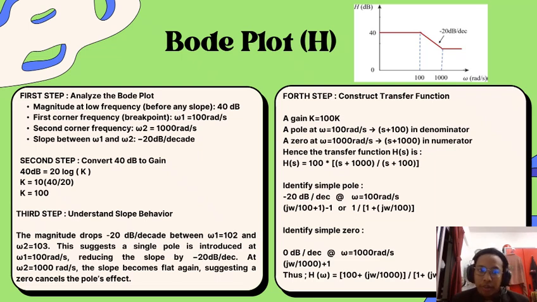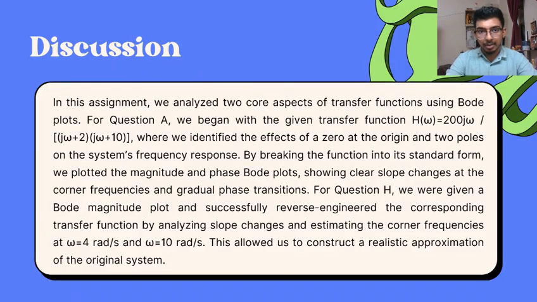Hello, I am Hariharan. As the next part, we are moving to the discussion slide. In this assignment, we analyze two core aspects of transfer function using Bode plots. For question A, we begin with the given transfer function, which is H(j omega) equals to 200 j omega over (j omega plus 2)(j omega plus 10), where we identify the effect of a zero at the origin and 2 poles on the system's frequency response.